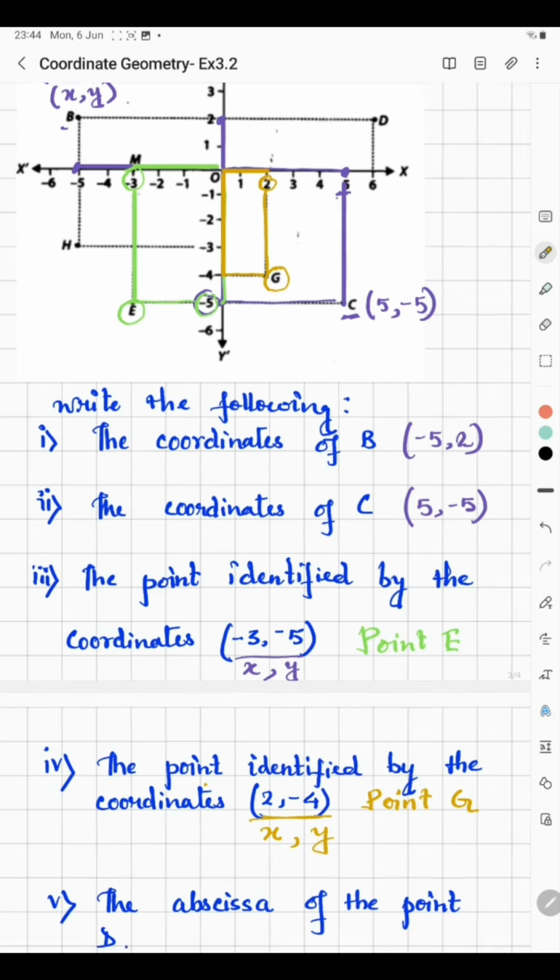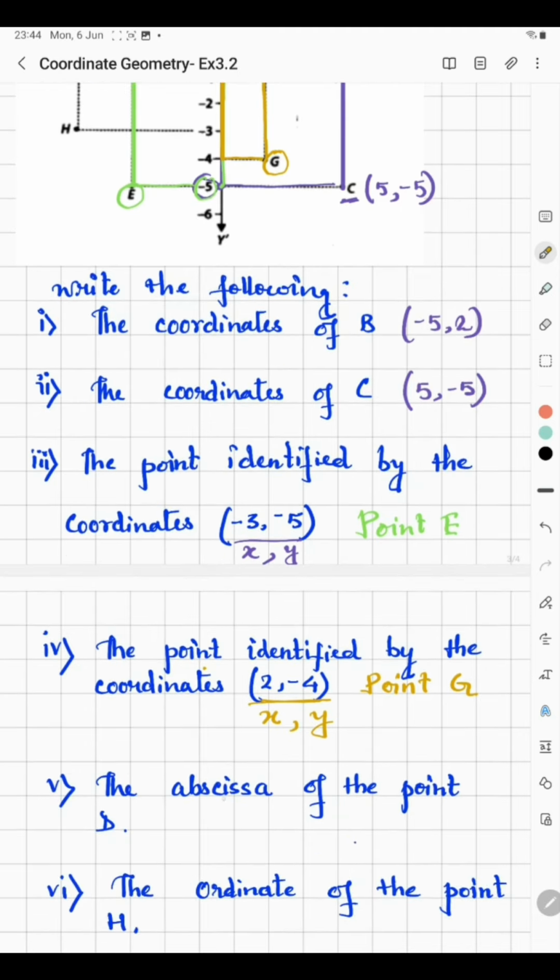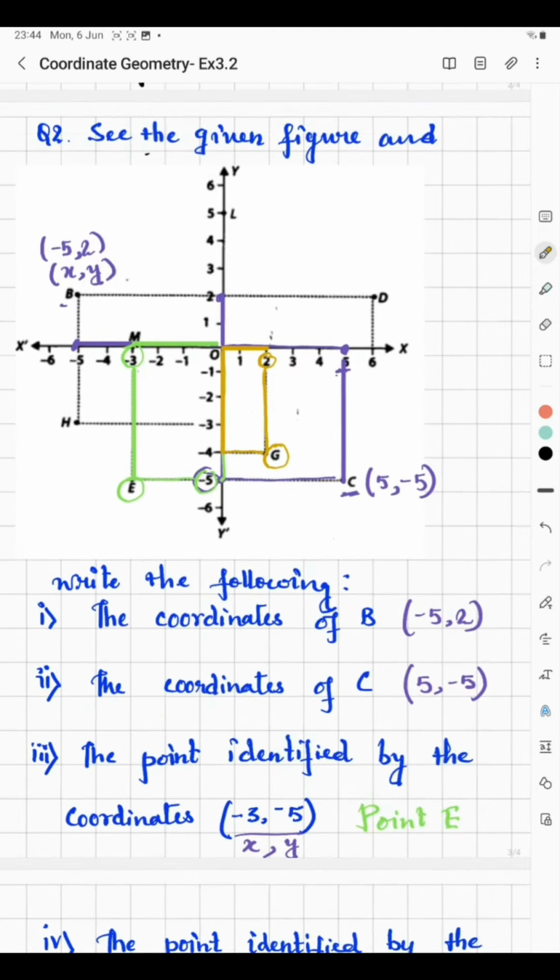Okay. Now in the fifth part, we have the abscissa of the point D. Abscissa means the value of x. So we will have to find the coordinates of D first, and then we can get the value of x, meaning the value of abscissa.